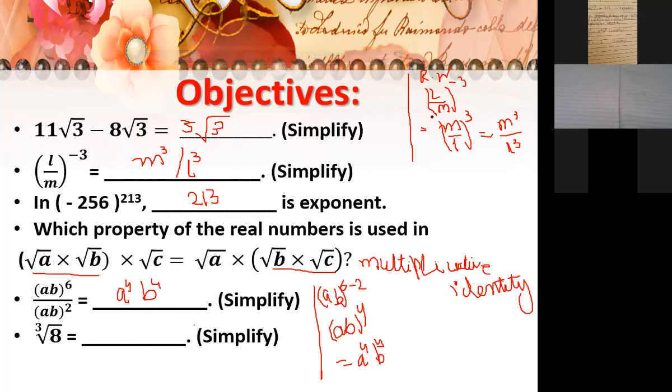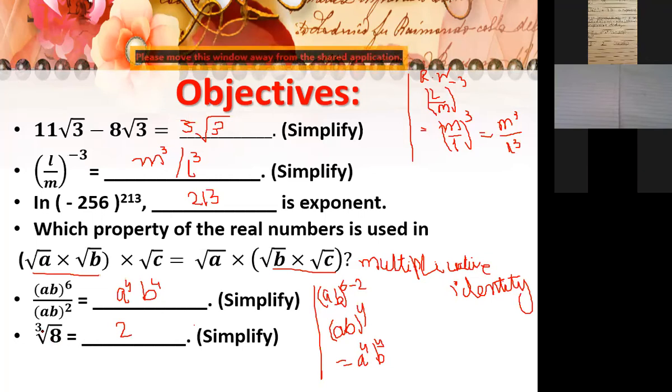Yes. The answer will be 2. And how you will get 2? 3 raised to the 3 under root 8 now. So you have to take the cube root of 8. So what you will write here? 2 multiply by 4. Just a minute. So answer will be 2 here. It is hanged.